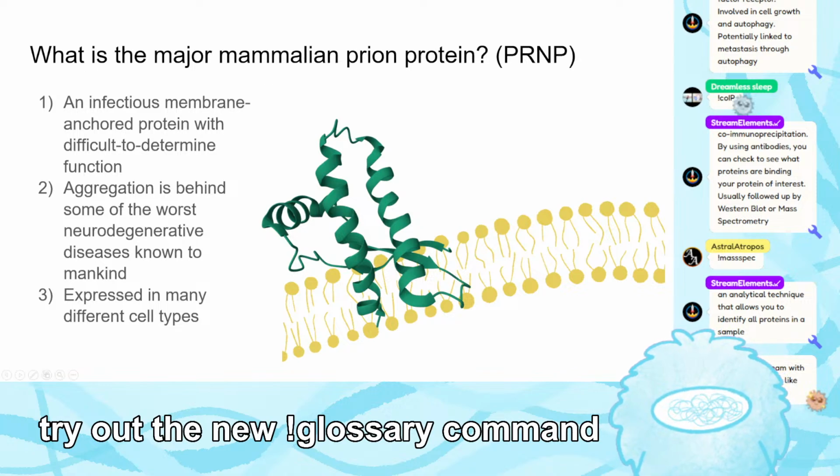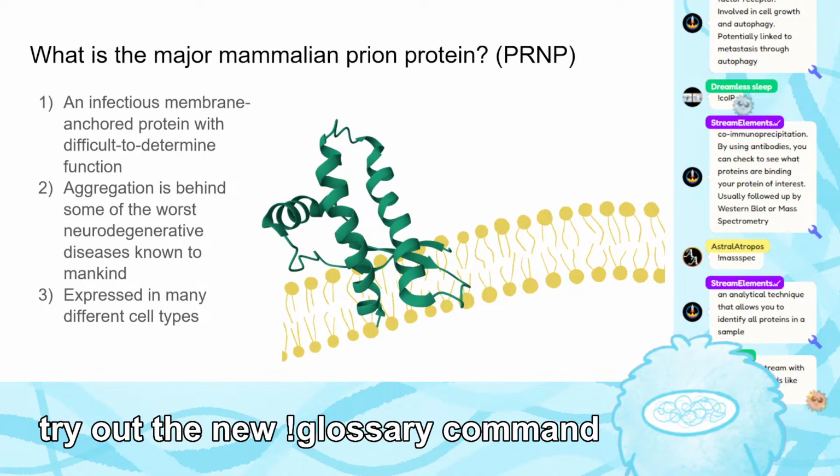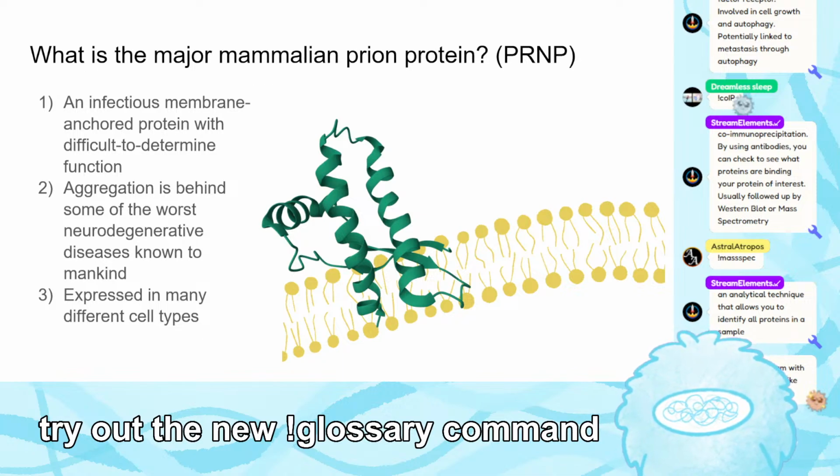So these proteins are surprisingly expressed in many different cell types. You would think for such a potentially dangerous protein with no known function, or with a difficult to determine function, that the expression of the protein would be somewhat limited. But it's actually not. It's expressed in a lot of different cell types, and we'll actually talk about the implications of that down the line.